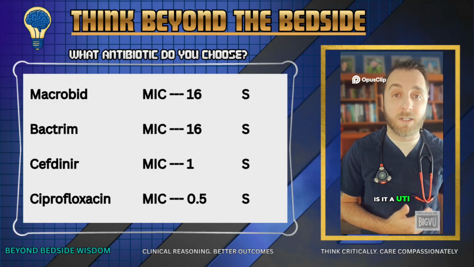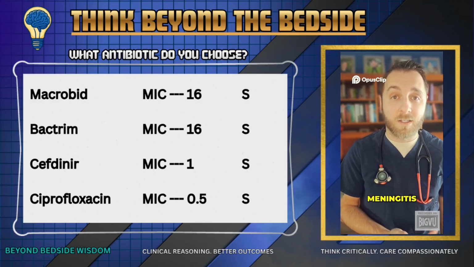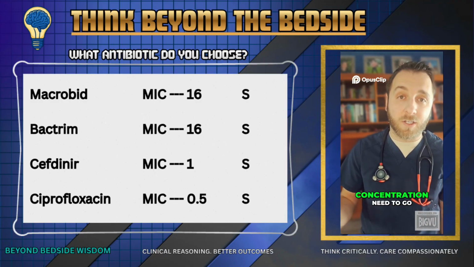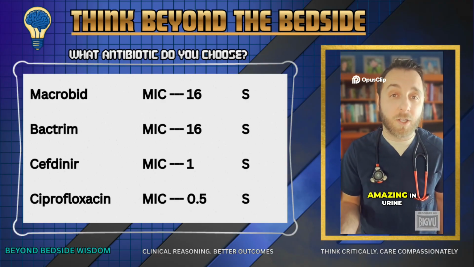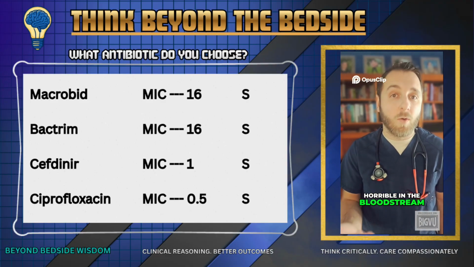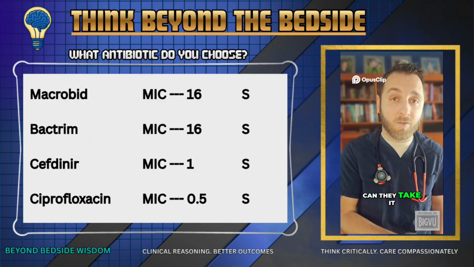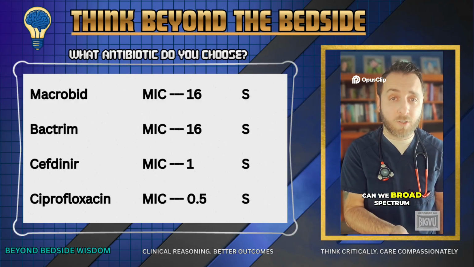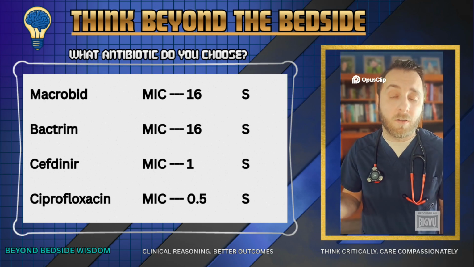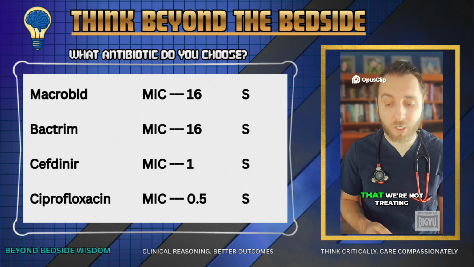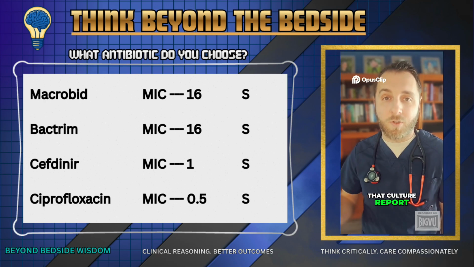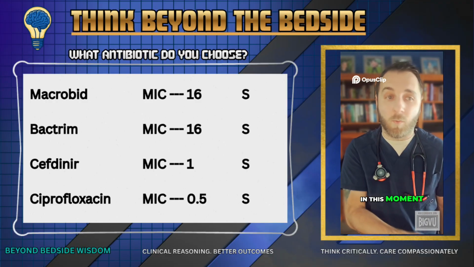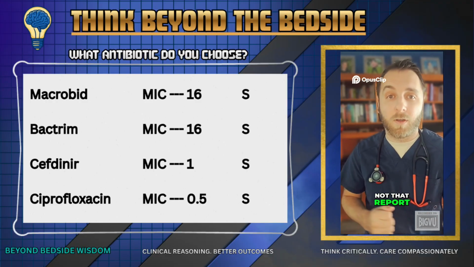Is it a UTI? Is it pneumonia, bacteremia, meningitis? Where does the drug concentration need to go? Macrobid, amazing in urine, horrible in the bloodstream. Oral or IV, can they take it when they go home? And then stewardship, do we need broad spectrum or can we do something narrower? We need to remember that we're not treating that culture report. We're treating the patient in this moment with this infection, not that report.